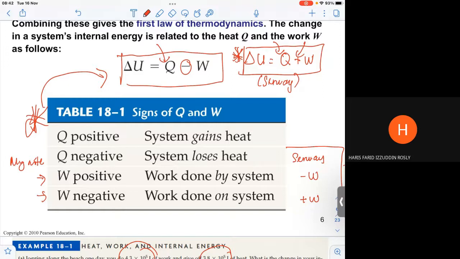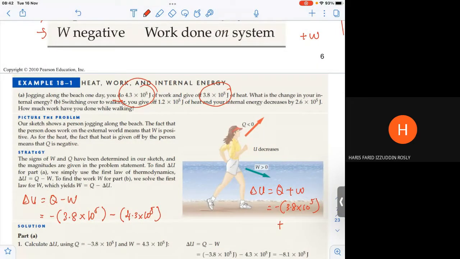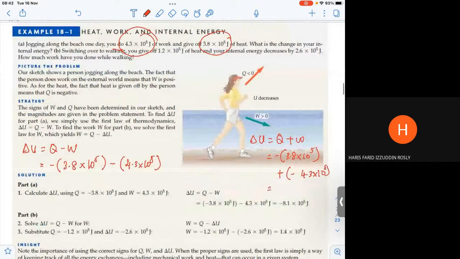And this one is for the Serway textbook. For the Serway textbook, the work done by the system is negative W, and the work done on the system is positive W. So if you do the work, that means you need to put negative for Serway. Negative 4.3 times 10 to the power of 5. So you will get the same value, which is negative 8.1 times 10 to the power of 5 joules.